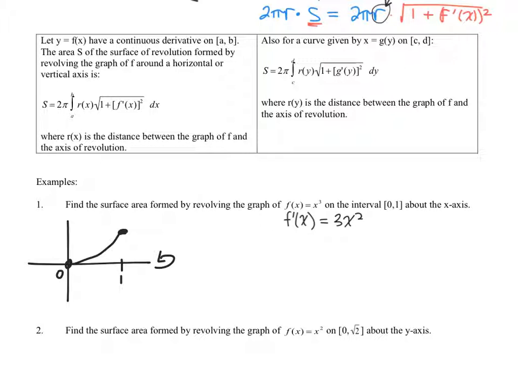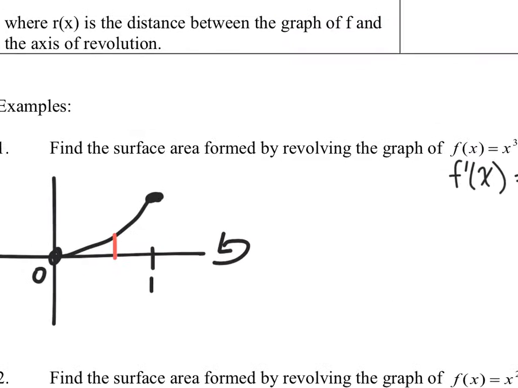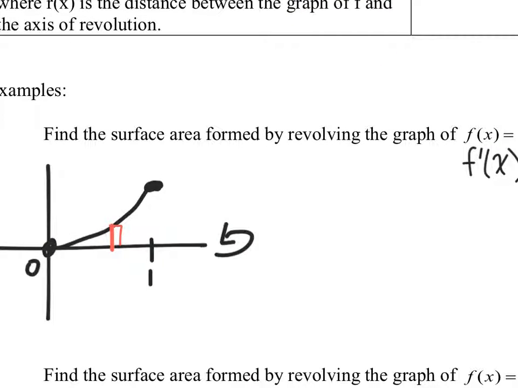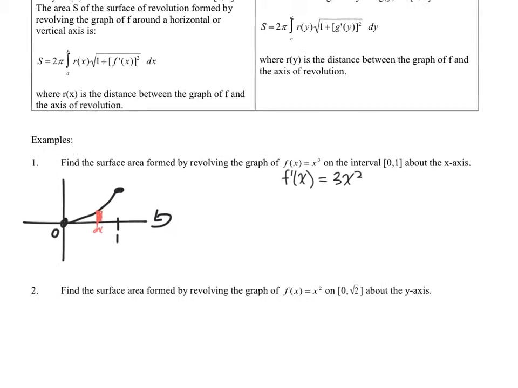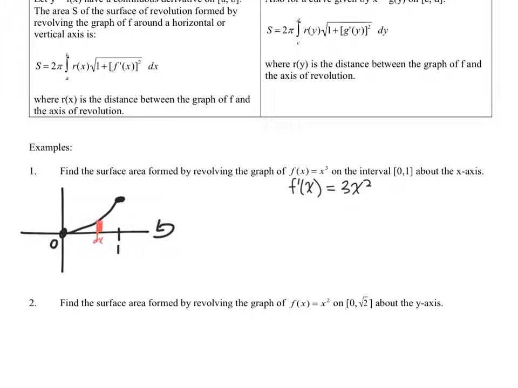So you just want to think about how your radius would be oriented. All right. So it's oriented vertically. So this would be a dx. So 2 pi on the interval of 0 to 1, we need a measure that represents the radius. And then we need the square root of 1 plus the derivative, 3x squared.